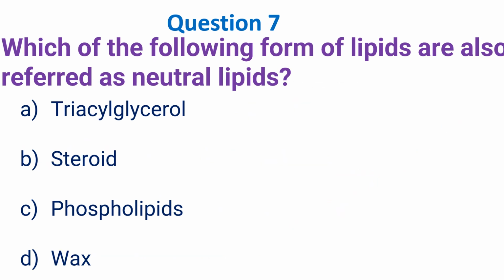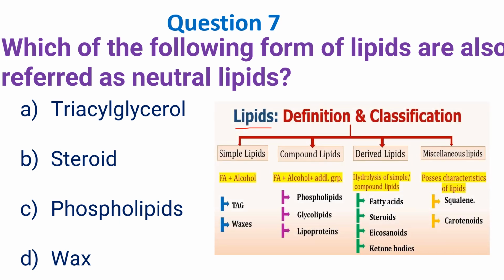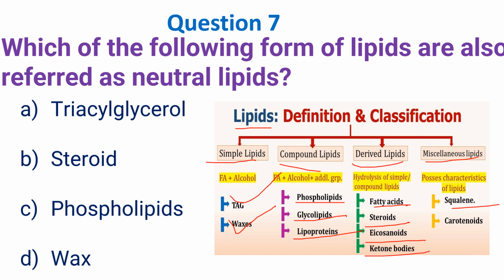Which of the following lipids is also referred to as a neutral lipid? We can see that these are the types of lipids. Lipids are divided into four categories: simple, compound, derived, and miscellaneous lipids. In simple lipids, there are triglycerides and waxes. In compound lipids, phospholipids, glycolipids, lipoprotein. In derived lipids, fatty acid, steroid, eicosanoids, ketone bodies, and miscellaneous lipids include squalene and carotenoids.